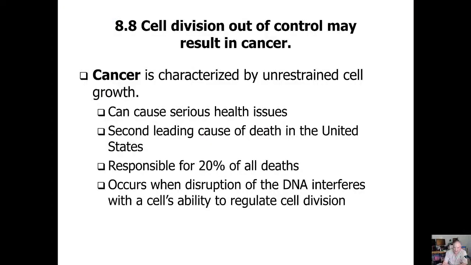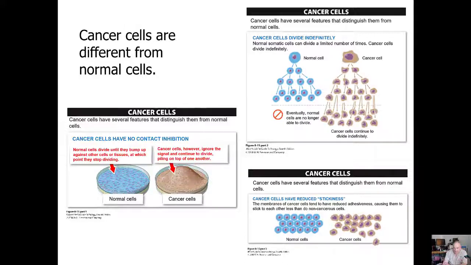Cancer is characterized by unrestrained cell growth and can cause serious health issues. It's one of the leading causes of death in the United States, responsible for 20% of all deaths. It occurs with the disruption of DNA, which interferes, and the cells just start to grow wildly, and off it goes. They lose their contact inhibition, so they just keep replicating, and we have to deal with that.